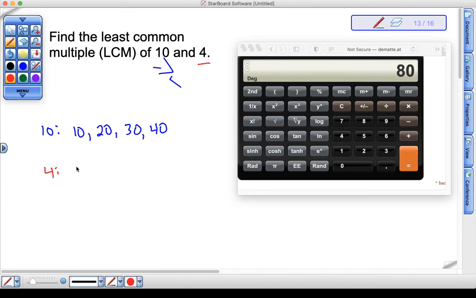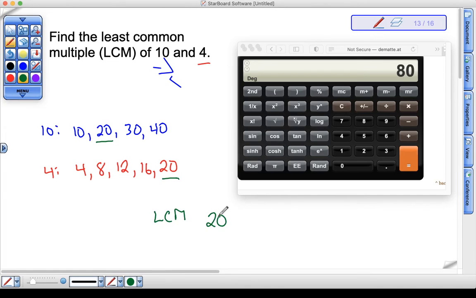So let's see, if I start over with a 4, the first number is a 4, and if I double 4 again, I will get an 8. Then if I add another 4 to that, I will get a 12. If I add another 4, I will get 16. And if I add another 4, I will get 20. And I'm going to stop there because I already have a match. I have two numbers that are in common. There's no numbers that come below 20, so my LCM in this case is going to be 20.